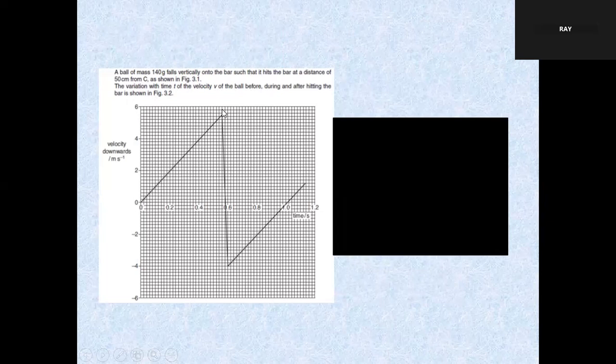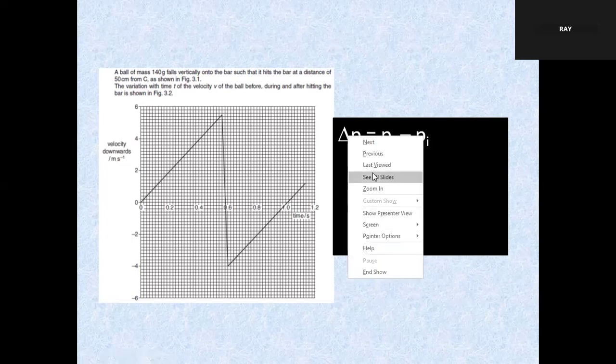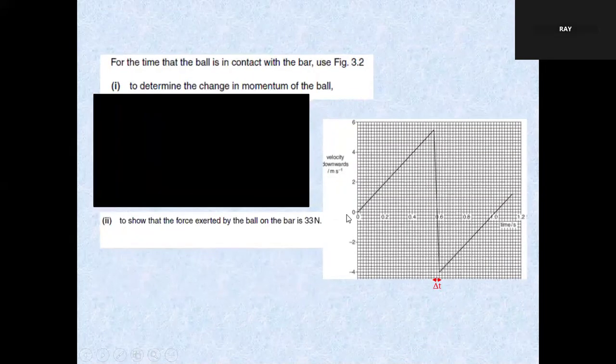Right? Before hitting, this is where it hits. This is after it hits. The time that the ball is in contact with the bar is shown in figure 3.2. This is figure 3.2. Determine the change in momentum.